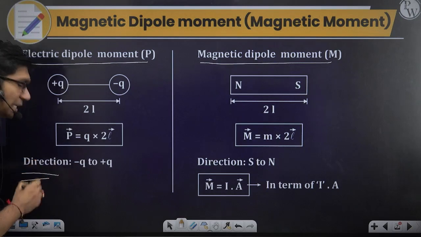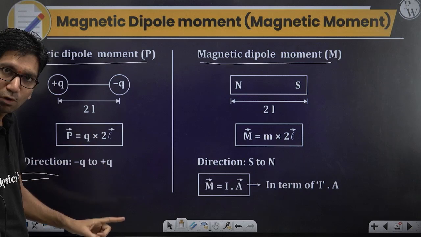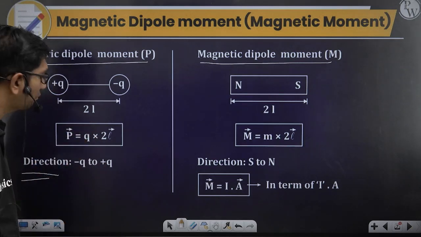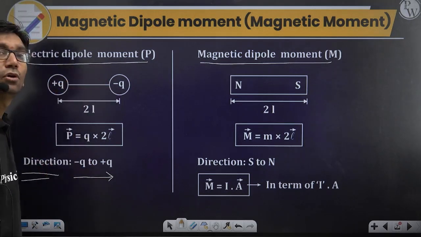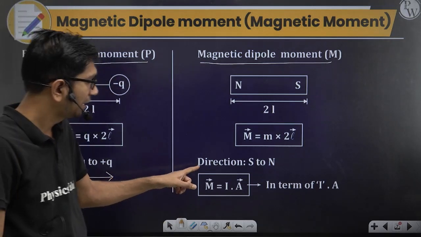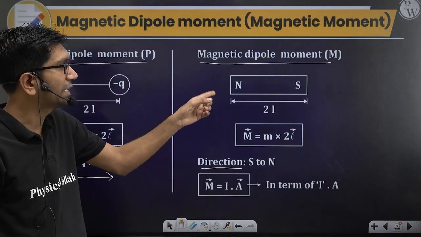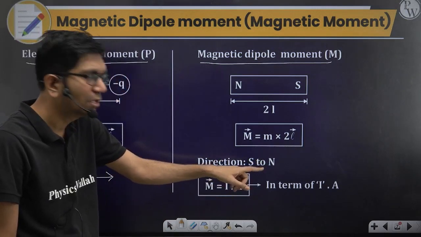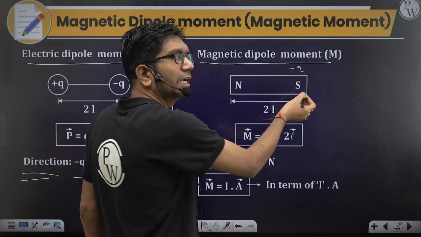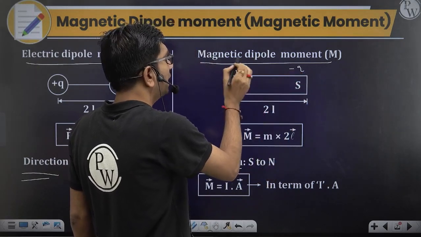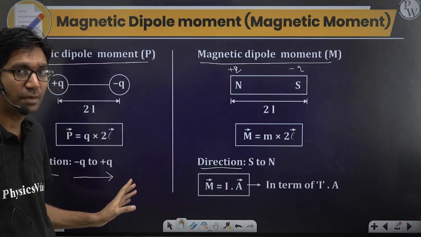What is the direction of the electric dipole moment? The direction is always taken from the negative charge to the positive charge, okay, negative to positive, beta. And here the direction is always taken from the south pole to the north pole. In the magnetic dipole moment, the direction is always taken from south to north. Correct, no? So south we consider as negatively charged, and this as positively charged. Am I right? Yes, south to north. Is it clear, beta? 99% they are the same, correct?